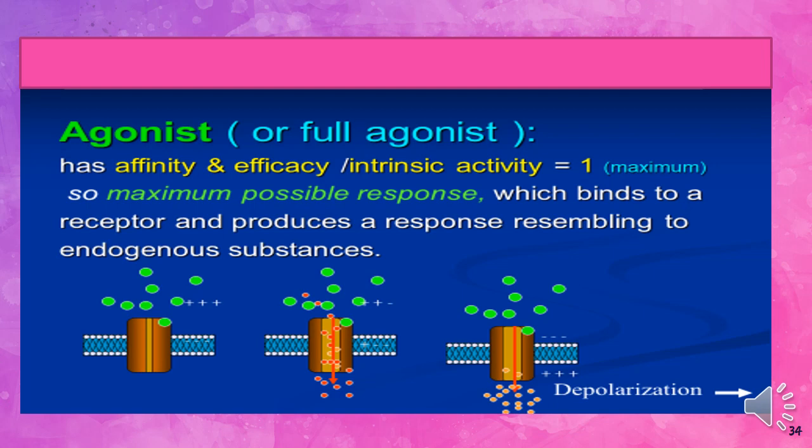So what is an agonist? An agonist has affinity and efficacy. Intrinsic activity is equal to 1. That means it has affinity, it will occupy the receptor site, and after occupying, it will give its therapeutic effect, that is intrinsic activity. So it gives the maximum possible response, binding to a receptor and producing a response resembling that of endogenous substances.